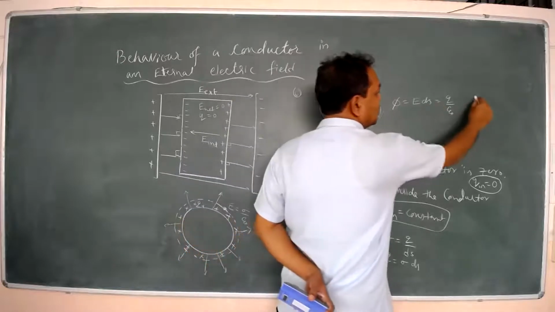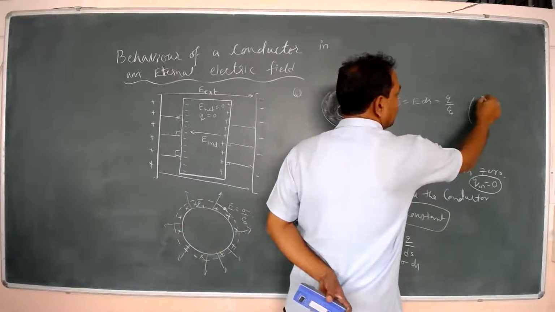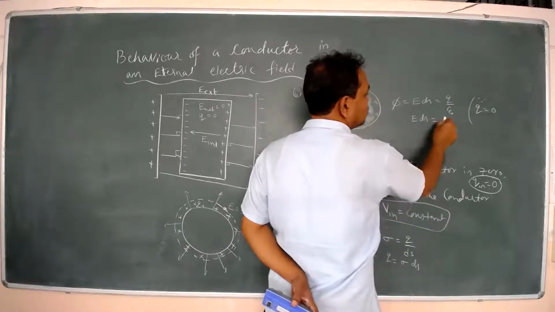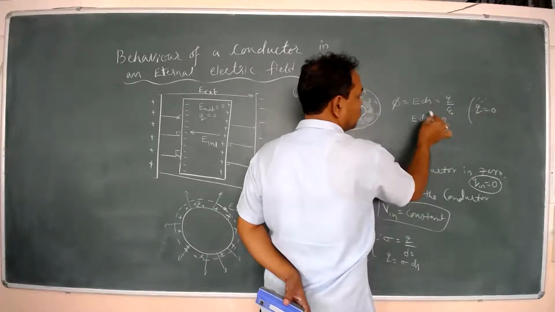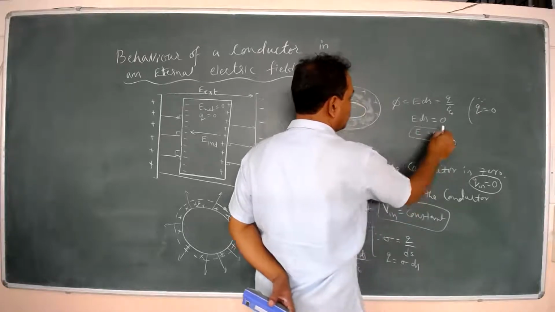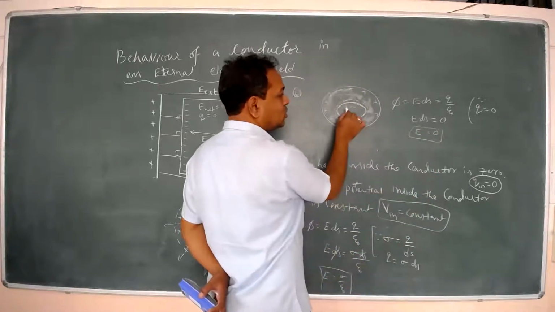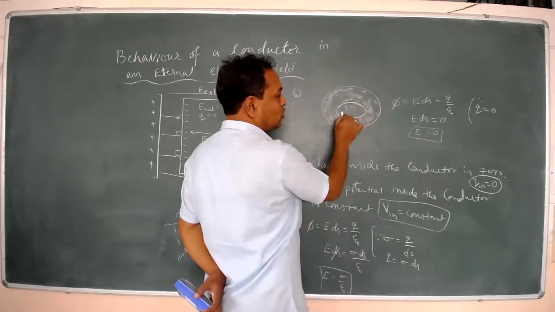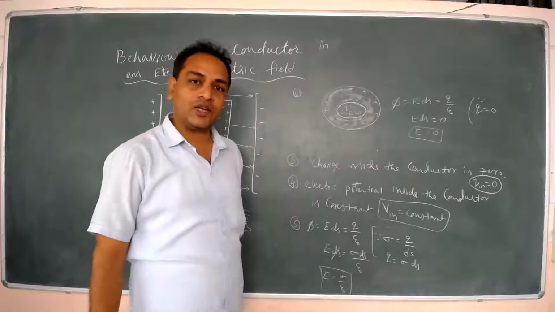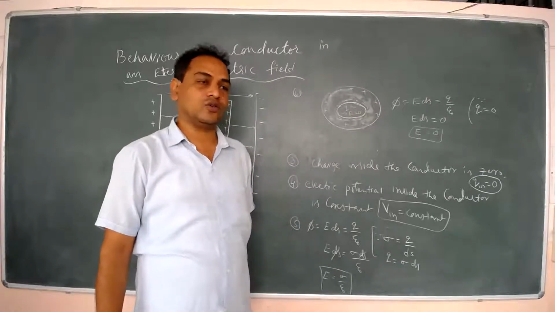So since charge is 0, I can say that E ds is also 0. Charge is 0 means this will become 0. This implies that E is also 0. So from that it is quite clear that since the charge inside this is 0, E is also 0. So inside the cavity also, the electric field is 0.